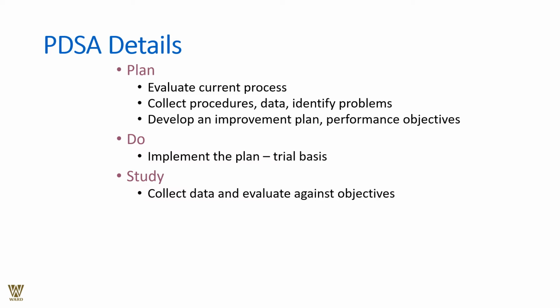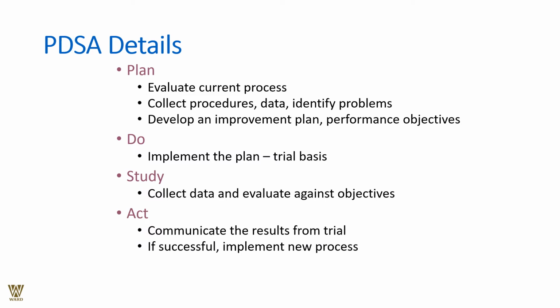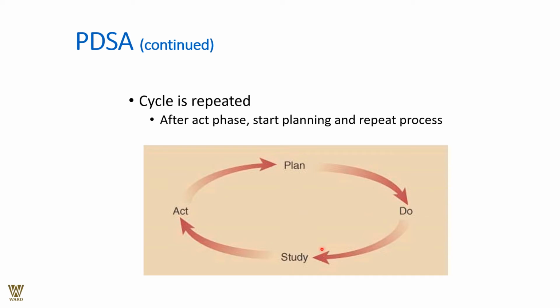Study is collecting the data and evaluating against objectives. This is pertinent. And act is communicating the results from the trial part, the pilot study that you already go ahead and execute. If successful, launch that process, implement those steps, implement that improvement program across the organization, and that is what PDSA details are all about. It is a never ending circle that goes on and on and on. It's a plan, do, study, and act. The cycle gets repeated. So even if you have made an incremental improvement, can we start again planning for a further improvement in one of the processes?